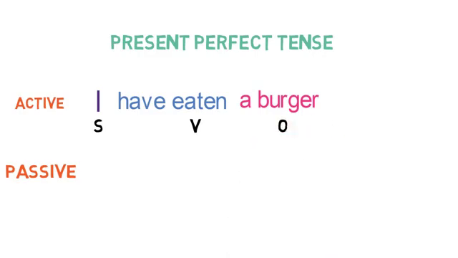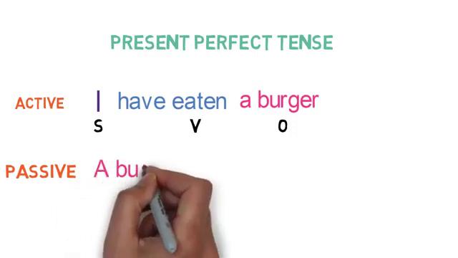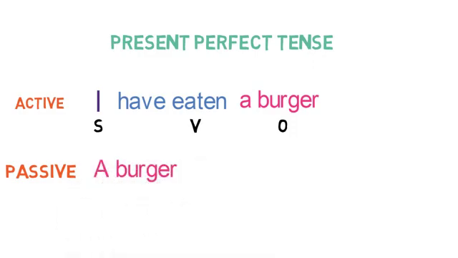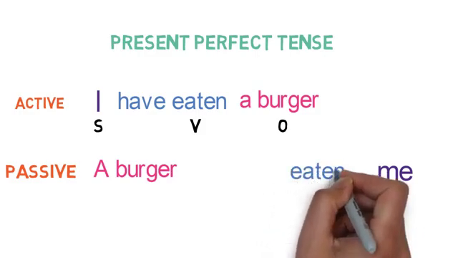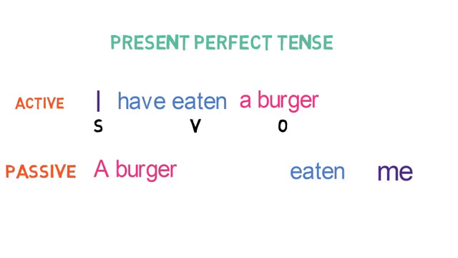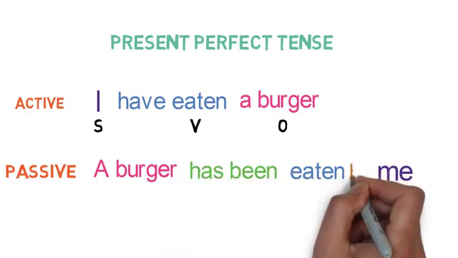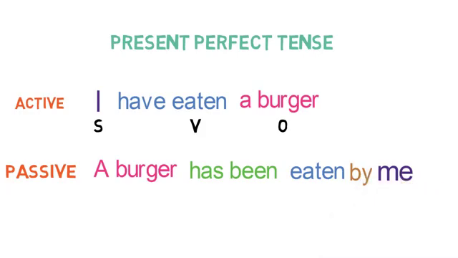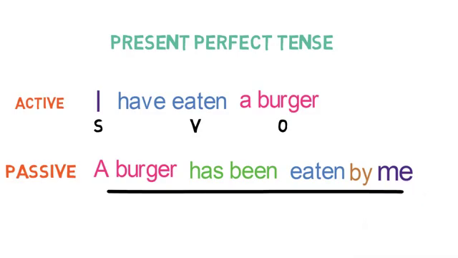Now let's swap the position of object and subject. Here it will be a burger and at this position it will be me. Now converting the main verb to third form, it will be eaten. Next, adding a suitable helping verb, it will be has been. And lastly, we need to add by here to make the sentence complete. So the whole sentence is: a burger has been eaten by me.